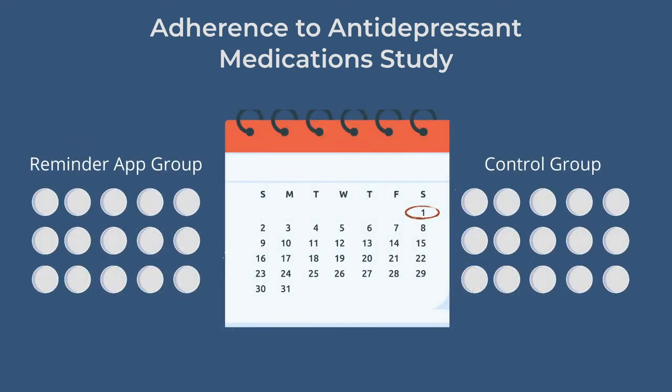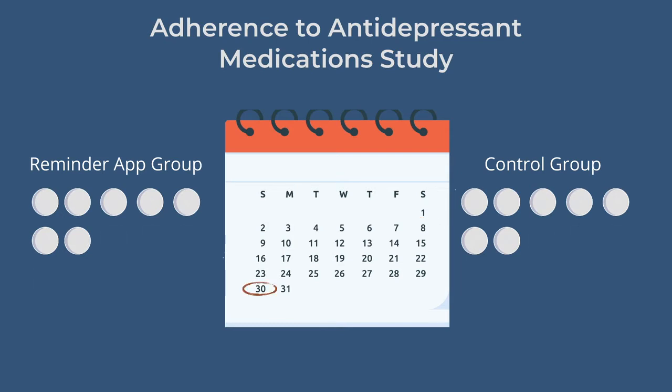Participants in both groups allowed a research assistant to count how many antidepressant pills were in the bottle at the beginning of the study and 30 days after the study began. If a student was adherent, then there should have been about 30 fewer pills left in the bottle at the end of the study. If fewer than 30 pills were gone, it meant that the student did not take all of the pills they should have.